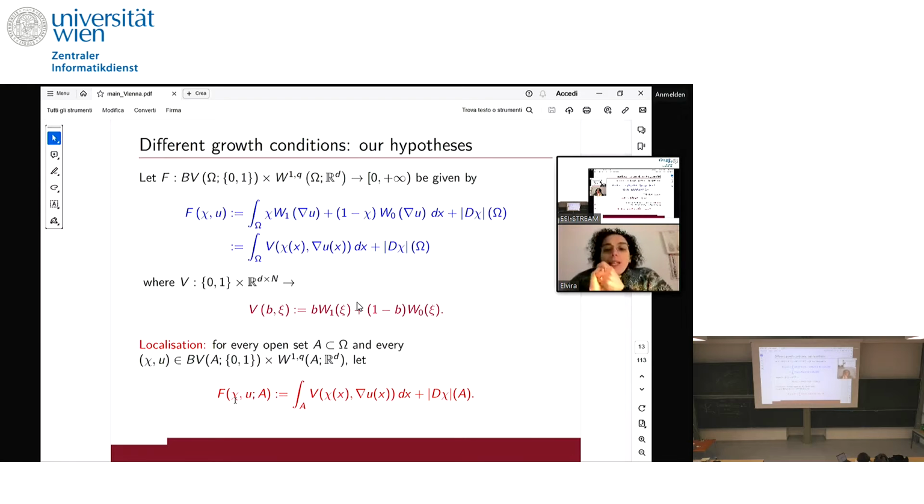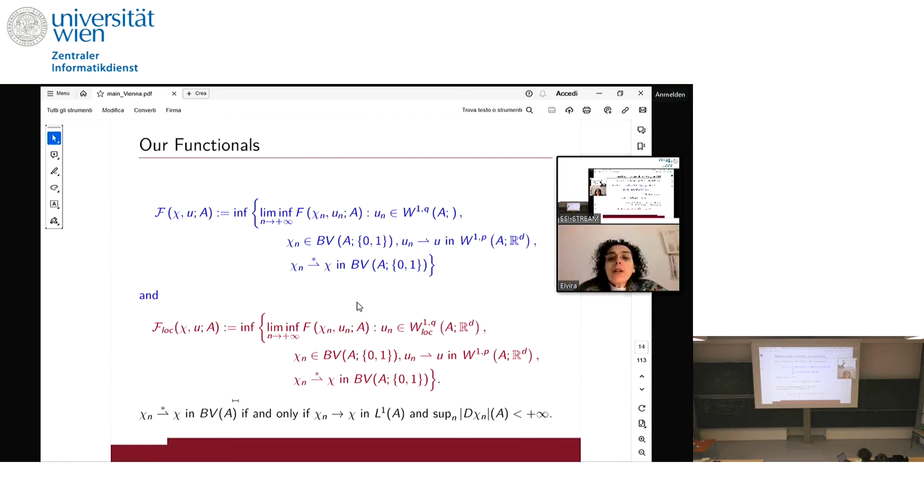This is actually what happened in the case where W0 and W1 have the same growth, different energies but with the same growth. It becomes more interesting in the case where W1 and W0 might have different growth. For instance, W1 with a certain Q growth and W0 with a P growth, with P different from Q, possibly smaller. And the point is that one needs somehow to understand what happens to the relaxed functional. Because what's the point?